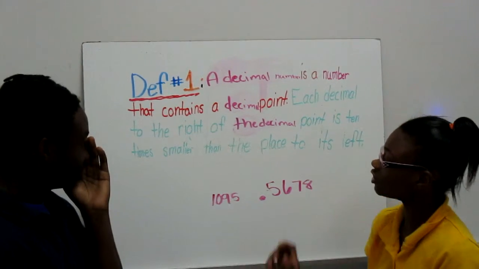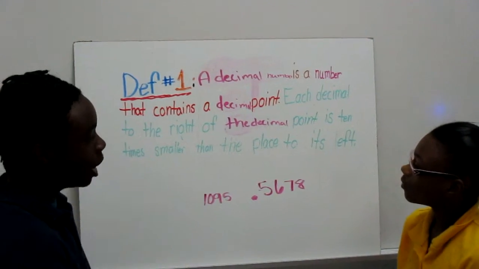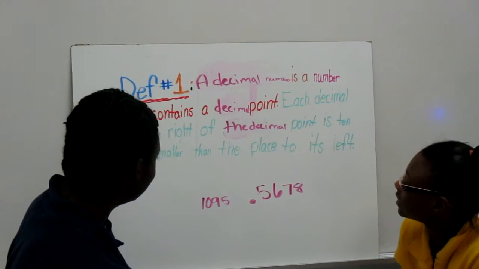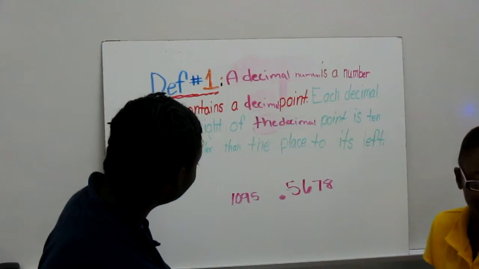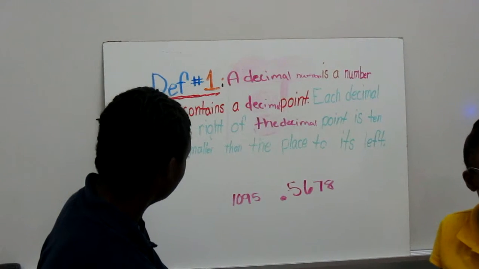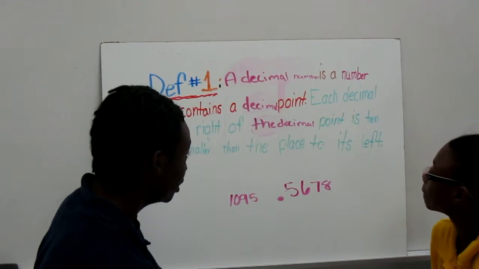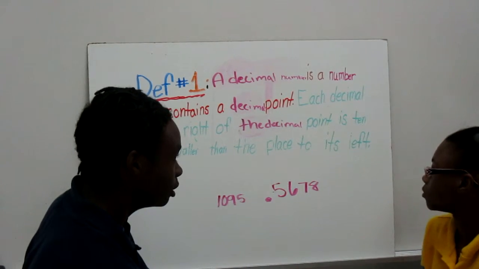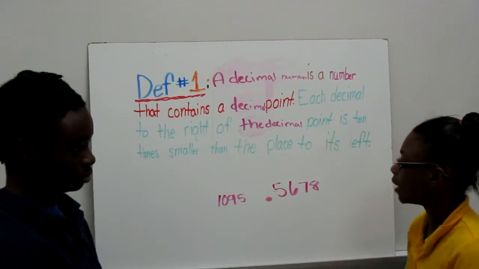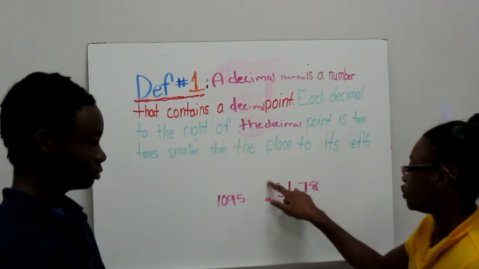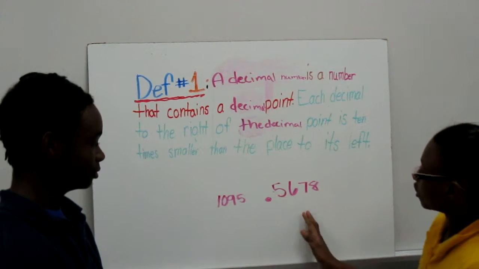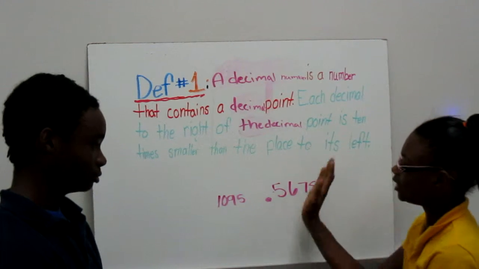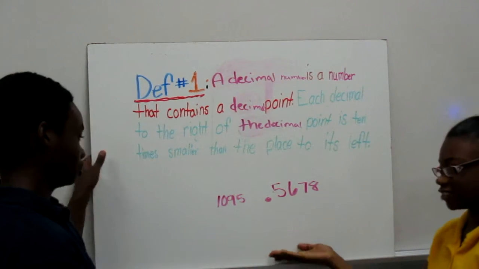So definition number 1. A decimal number is a number that contains a decimal point. Each digit to the right of the decimal point is 10 times smaller than the place to its left. So here's my example. These numbers to the right are 10 times smaller than the numbers to the left. There's your example.